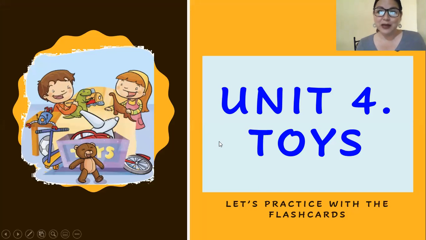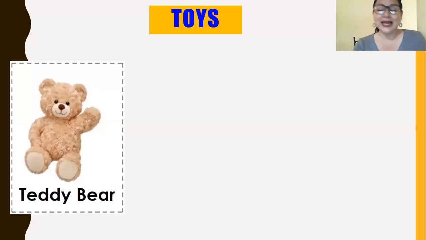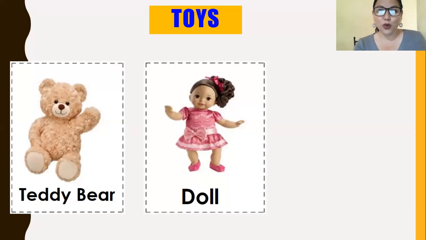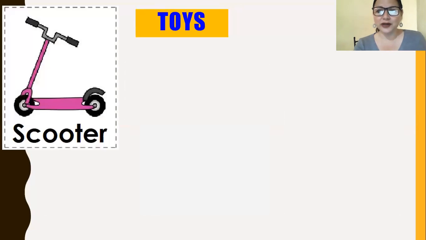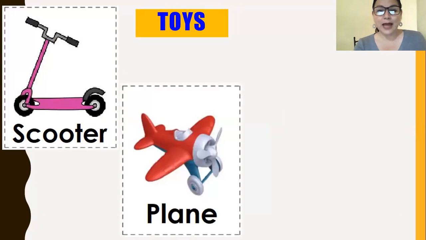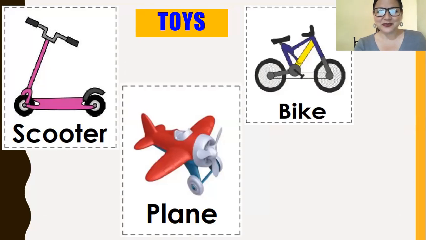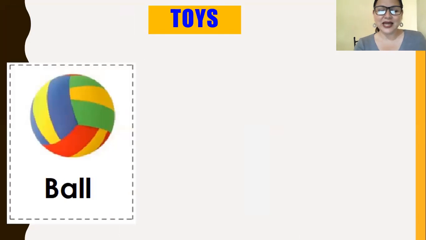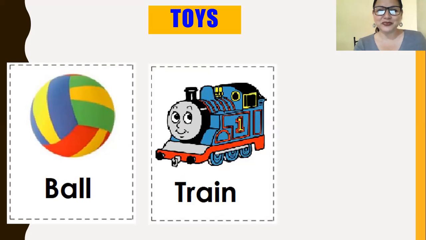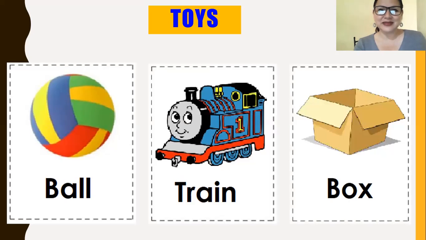Okay, we are in unit number 4, right? And we're going to see the toys, okay? Just listen to me and repeat after me, please. Teddy bear, doll, robot, scooter, plane, bike, car, ball, train, box.